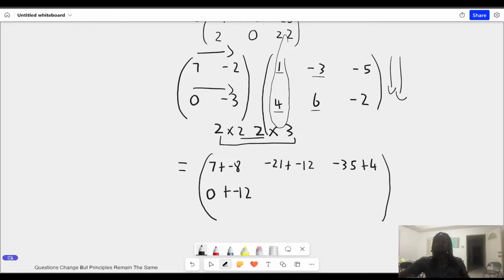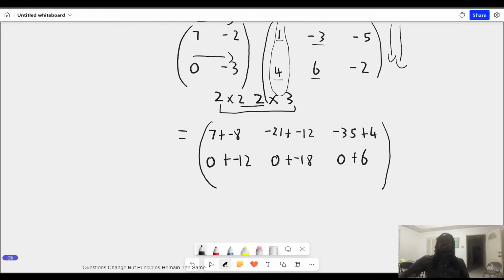Let's go again. First number by first number. 0 times -3, 0. Plus second number by second number. -3 times 6, -18. Then let's go again. Same 0, -3 by the final column. 0 times -5. First number times first number, plus second number times second number. -3 times -2. That gives me 6.